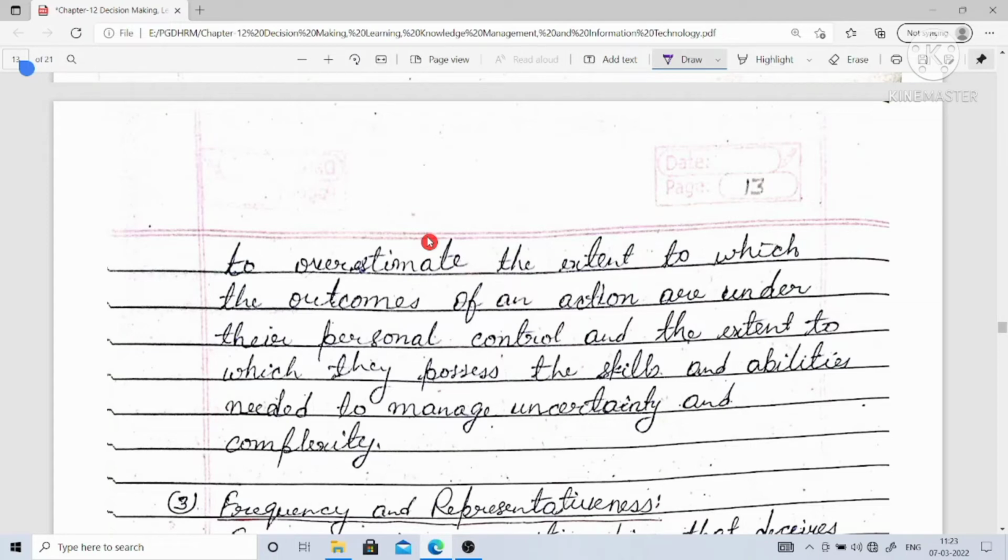It may be possible that in reality the managers do not have real control of the situation, and maybe they do not have the required skills and abilities needed to manage uncertainty and complexity, but they think they possess all these things. They think they possess skills and abilities to manage uncertainty and complexity. In this way, they overestimate the extent to which they have control over personal and environmental factors.